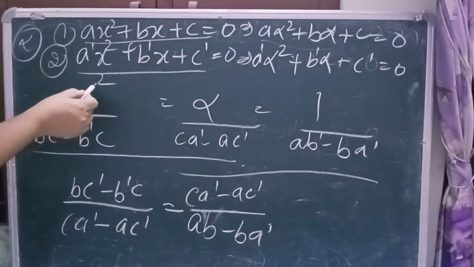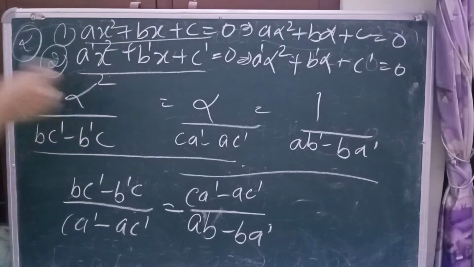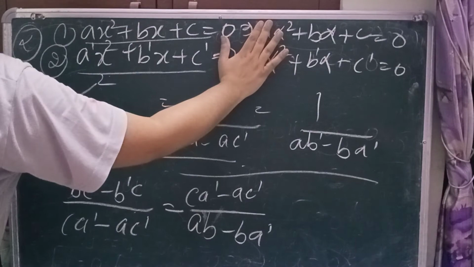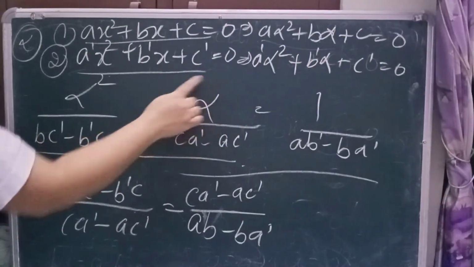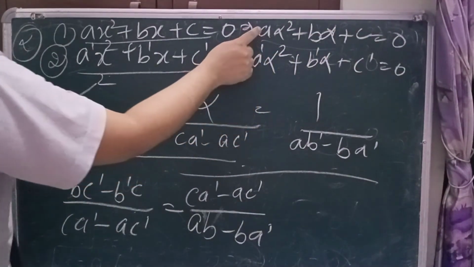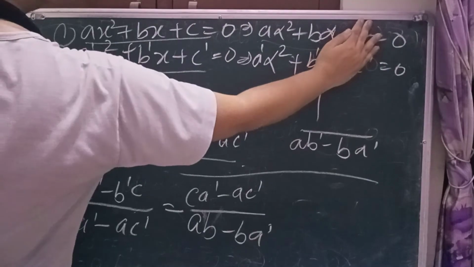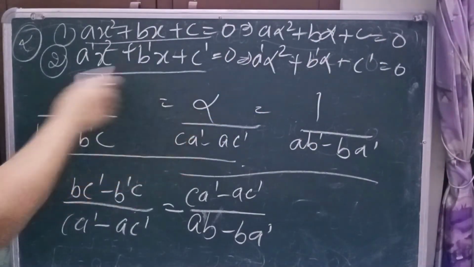So when I find the coefficient of alpha square, I have to hide that column, and it will be b into c dash minus c into b dash. When I equate the coefficient of alpha, I have to hide this one. It will be c into a dash minus a into c dash. Same for the constant, we hide this one. It will be ab dash minus ba dash. So how do we solve these three parts now?